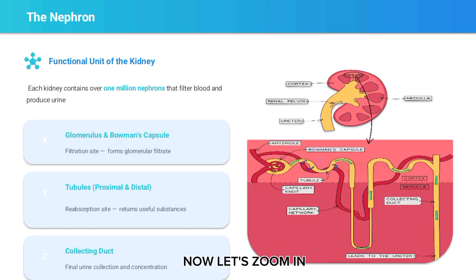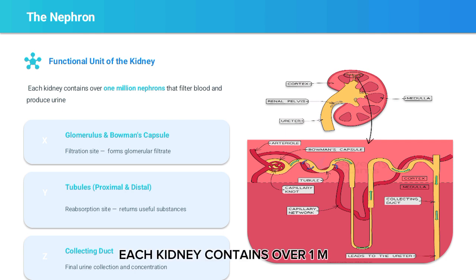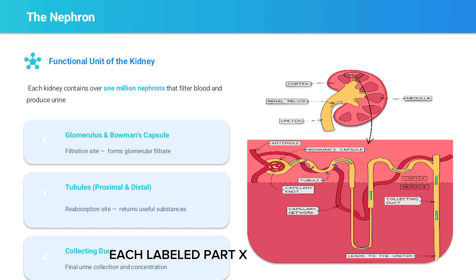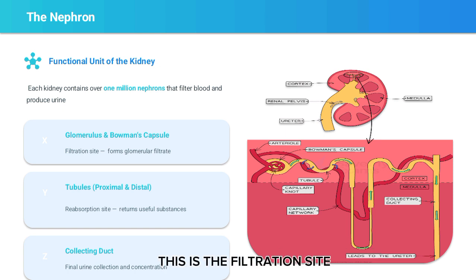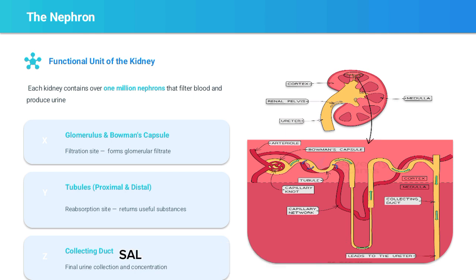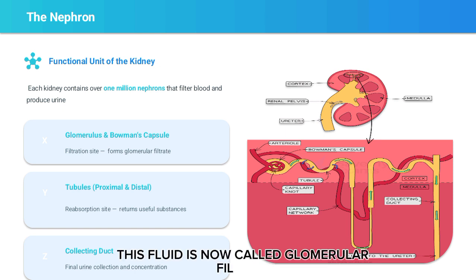Now let's zoom in. Each kidney contains over 1 million tiny filtering units called nephrons. They are the functional units of the kidney, meaning they actually do the work of filtering blood and producing urine. Look at this diagram. Let me explain each labeled part. X is the glomerulus and Bowman's capsule. This is the filtration site. Blood enters here under high pressure, and small molecules like water, salts, glucose, and urea are forced out into Bowman's capsule. This fluid is now called glomerular filtrate.